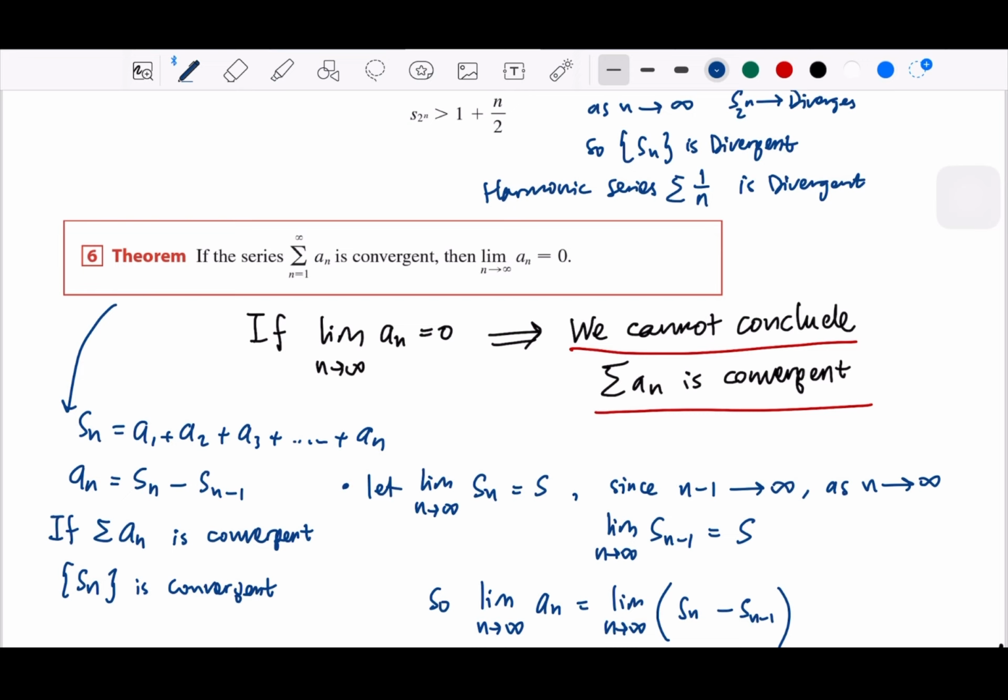Okay, maybe to make some intuitive corrections for this theorem. Remember what we did, the harmonic series, 1 over n? The limit is 0, right? But it's divergent. It's divergent, but if you see the 1 over n, the limit of the sequence is 0. So this is why it's important. If the limit is 0, we are not sure whether it's convergent or divergent. So we need to take another step to make sure whether it's convergent or divergent. But if it is convergent, for sure the limit will be 0.